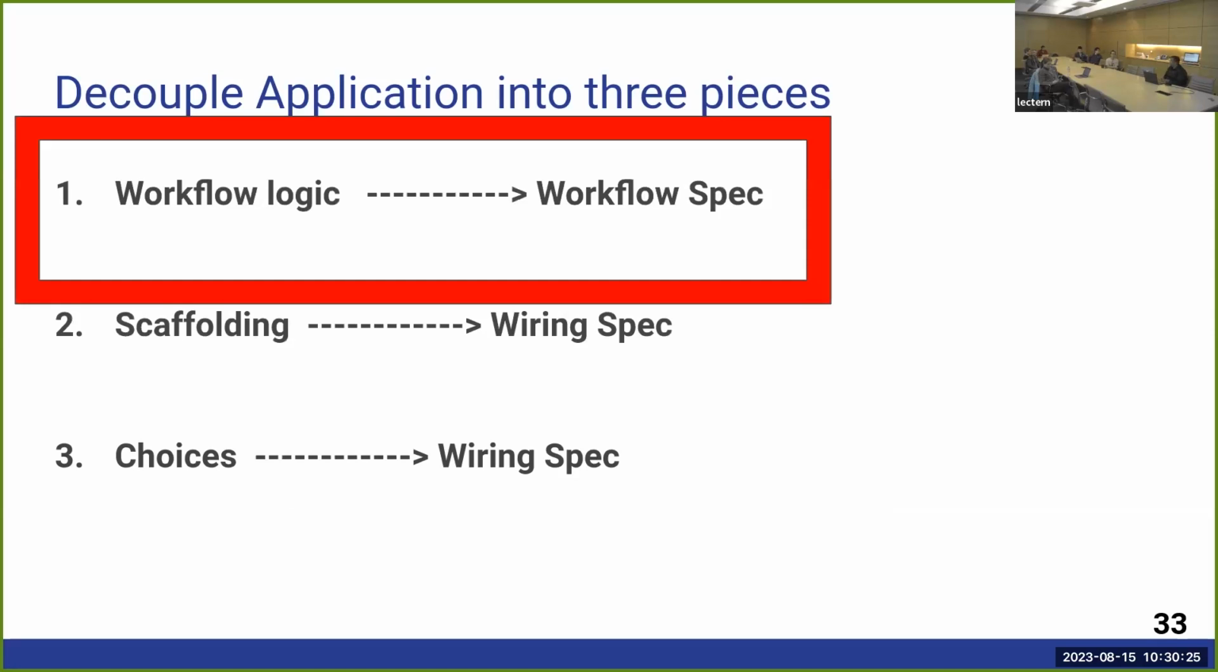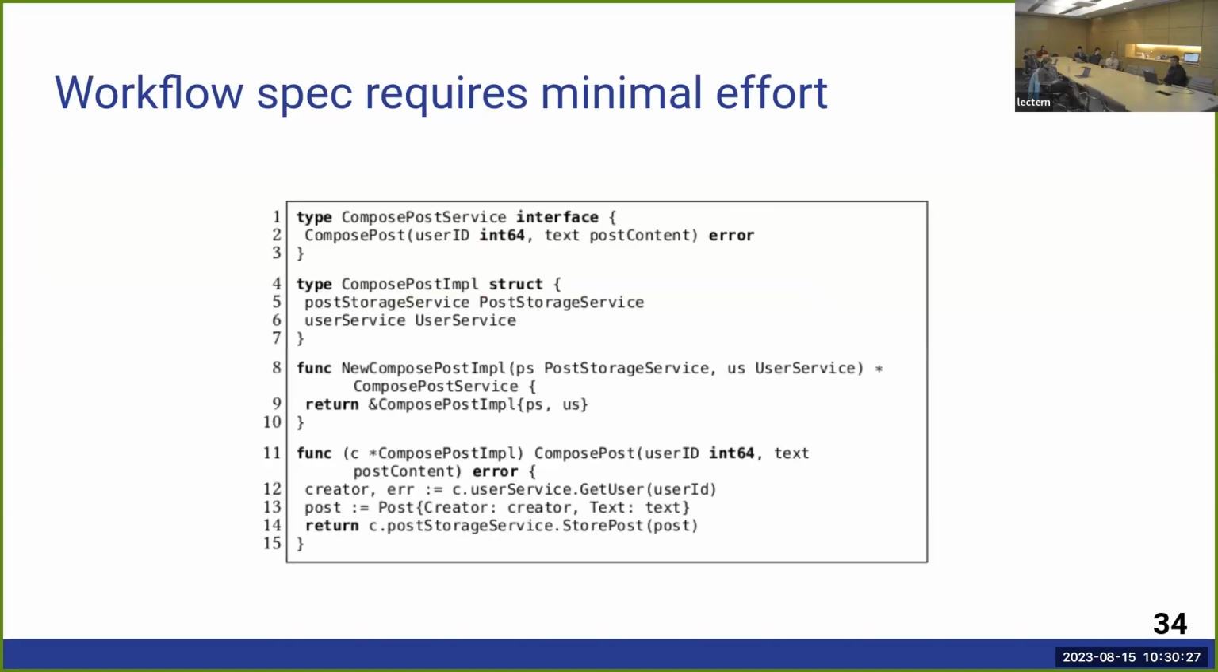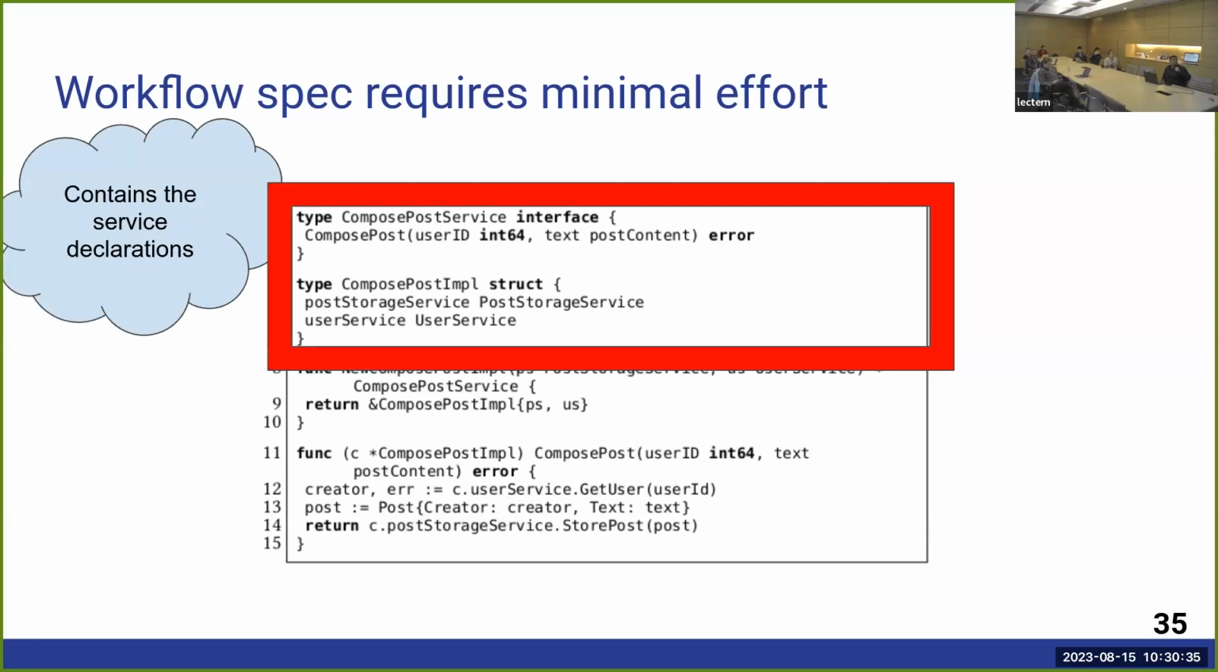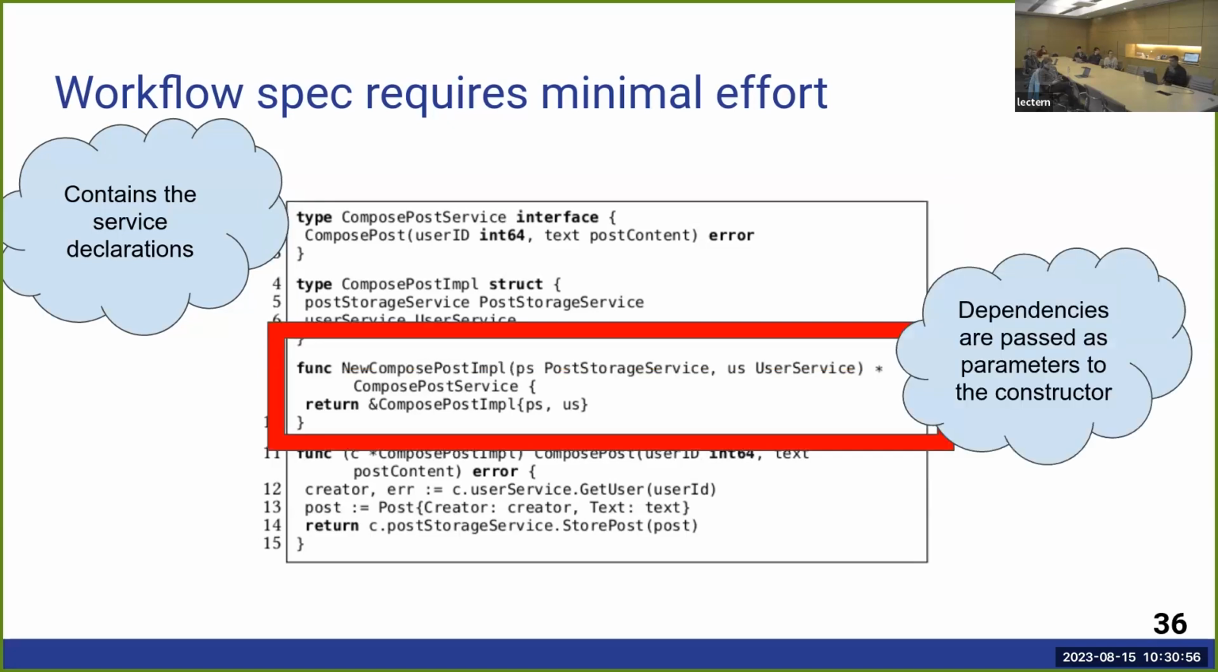So let's start with the workflow logic. What does that actually look like? This is an example of what one service looks like in our workflow specification. The first thing is that it contains the service declarations and definitions. This interface tells you that there is a compose post service, which exports one single API called compose post. Then there's an implementation of that service, compose post impl, that takes two dependencies, post storage service and user service, which are passed as parameters to the constructor of that specific service.